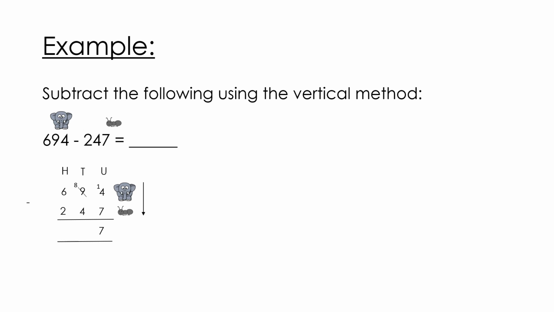Move on to the next place value column in a downwards manner. 8 take away 4 is 4. Move over to the next place value column in a downwards manner. 6 take away 2 is also 4. So your answer is 447.